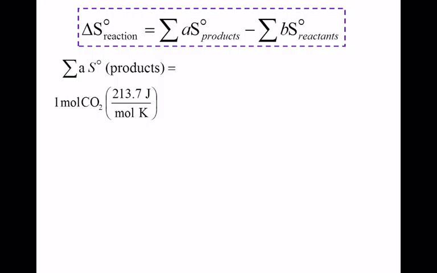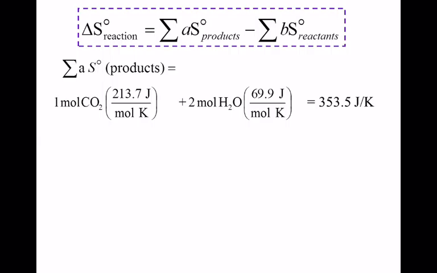The stoichiometric coefficient in front of the carbon dioxide was 1, so 1 mole of CO2, and from the table we had 213.7 joules per mole Kelvin. For the water, the coefficient was 2, so we have 2 moles of H2O times 69.9 joules per mole Kelvin. If we put that in our calculators, that gives us the summation of the product side: 353.5 joules per Kelvin. The moles have canceled out, and we're left with units of joules per Kelvin.